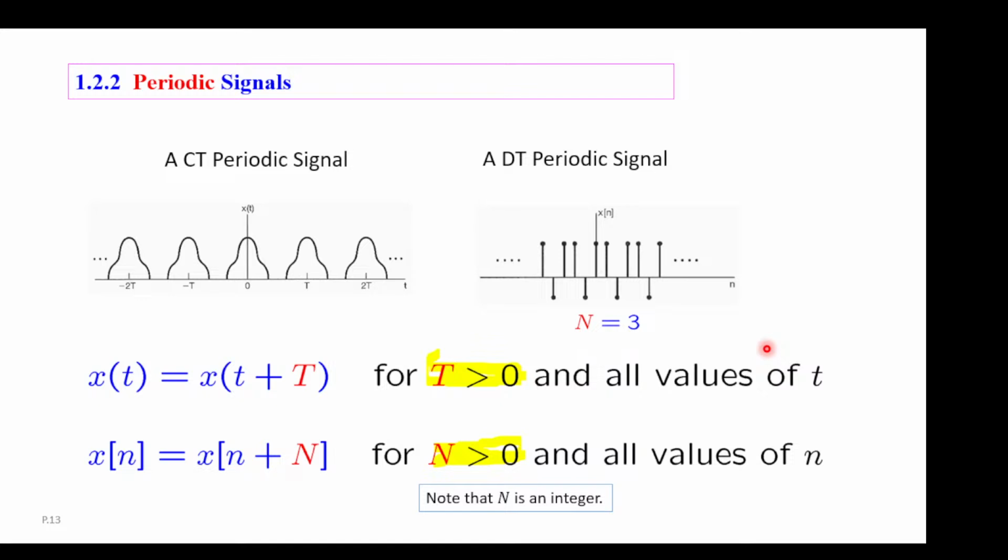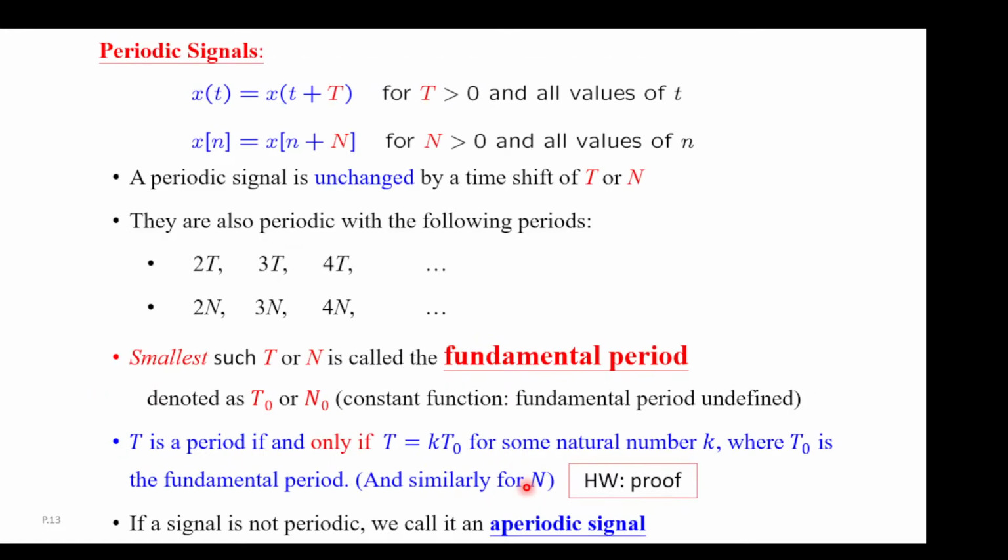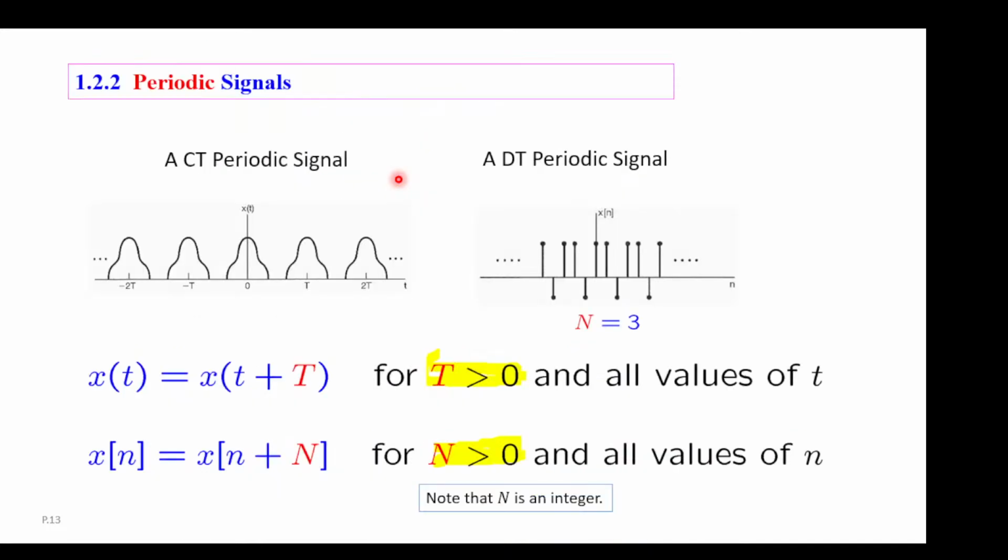Yeah, it's a definition that you should remember. And let's talk in more detail about this. As we said, this is the mathematical definition of a periodic signal. You shift by the period, big T or big N, then the signal is unchanged. I guess we didn't say this is a period. But anyway, this big T and big N are called the period for this periodic signal.